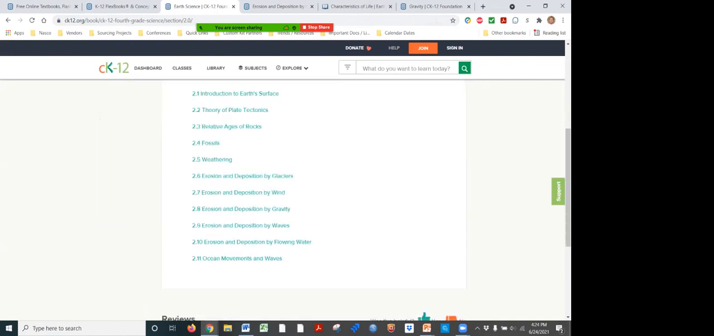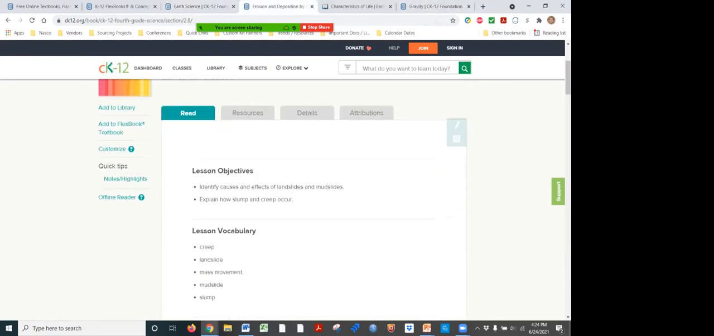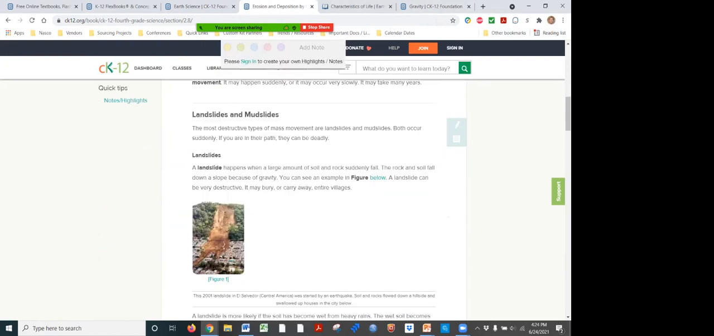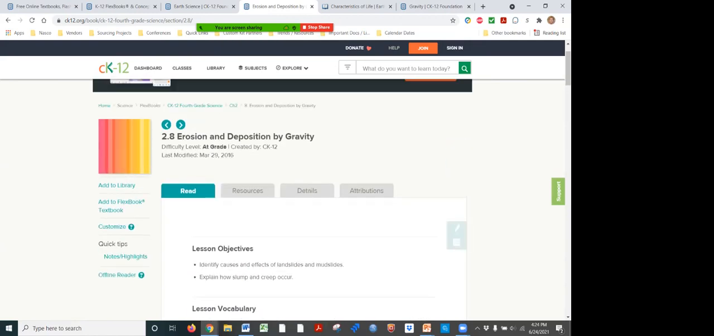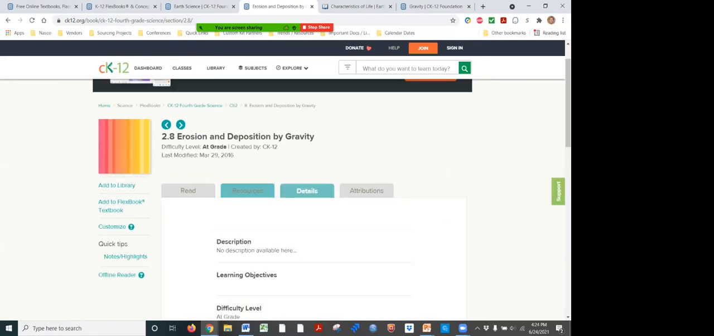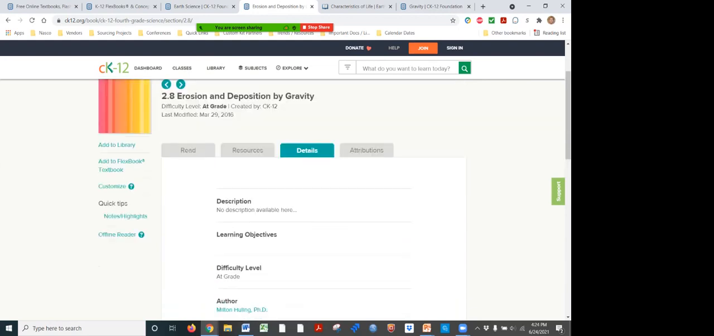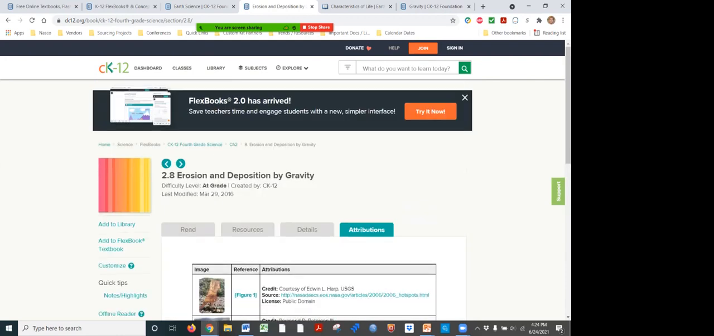They have a variety of different topics. If you click onto here, remember we talked about gravity a little bit. So if we clicked on erosion and deposition by gravity, it gives you the lesson objectives, vocabulary, and introductions. All the different figures are included within here. They have any additional resources as needed, and additional details if you want to talk about, hey, who is the author, or how would you actually use this? And then the attributions as well. So everything's on there. It makes it very easy to utilize.